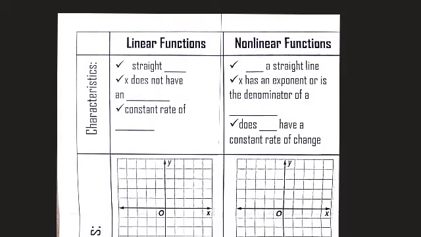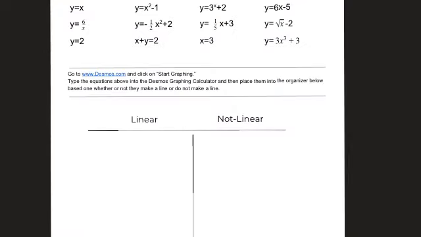Linear versus nonlinear. So you have placed a bunch of equations into your document, and you should now see that y equals x, when you put that in Desmos, was a linear function. Y equals x squared minus 1 was nonlinear, made a U shape. Y equals 3 to the x plus 2 made an L shape, or maybe it went up this way actually.